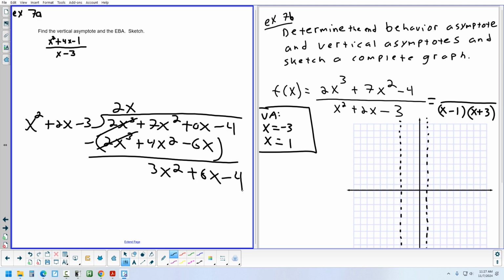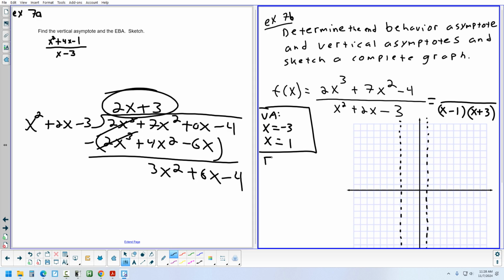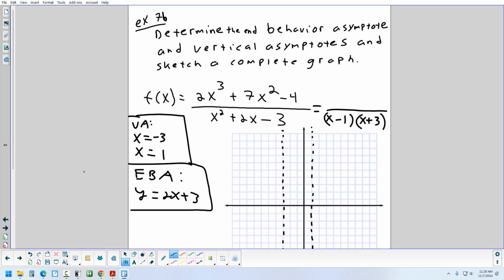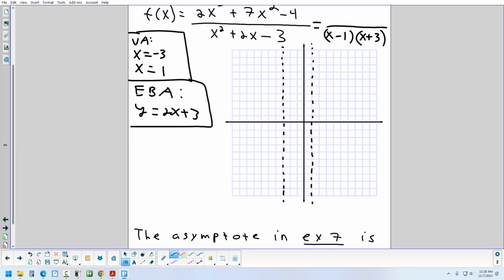The 6x and the negative 4 aren't going to matter. They're going to be part of the remainder, but that's not what we need. The last step we need is 3x squared divided by x squared. It's plus 3. That's your EDA. Y equals 2x plus 3. Okay. What's your y-intercept for y equals 2x plus 3? 3. Okay, so let's start with that.